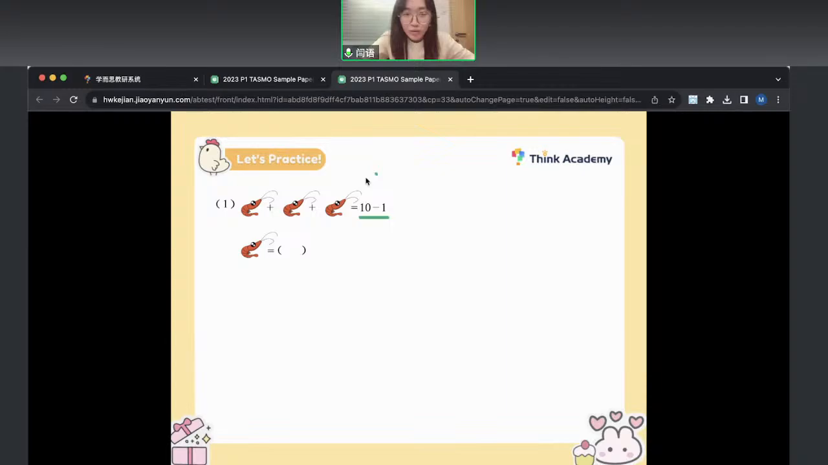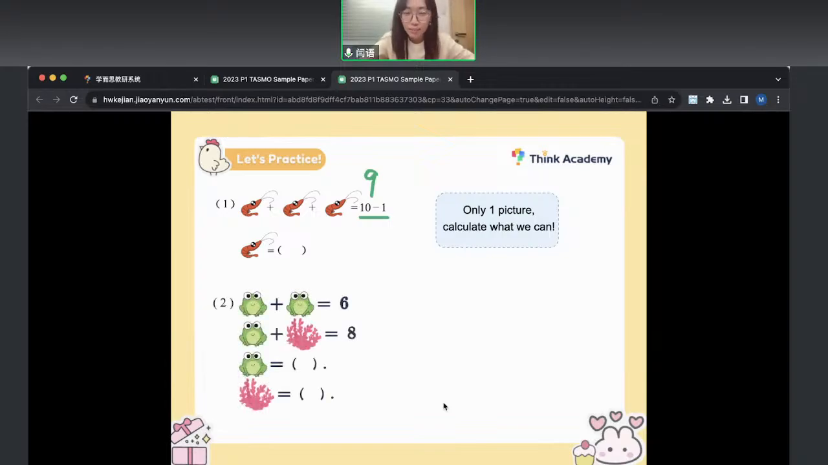So firstly, everyone try to write it down here, okay? You need to calculate what you can calculate first. 10 minus 1 equals 9. So here we can get 1 shrimp equals 3. Right? The first one is super easy. And what is the tip here? That is, if there is only one picture in the equation, you try to calculate what you can first. So now you see what we can calculate. That is 10 minus 1. Okay? And then let's move on to the second one, a bit more complicated.